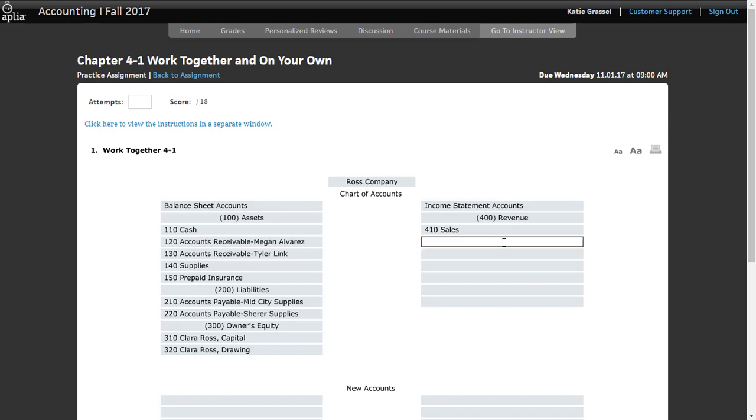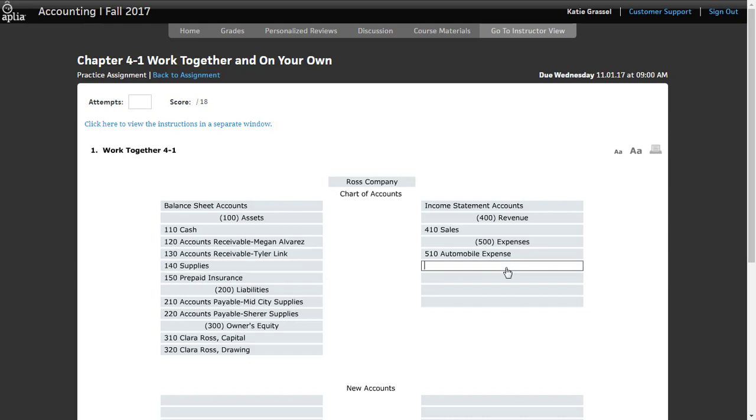Then I'm to my last classification. My last classification is going to be expenses, and they're going to start with what number? 500. Okay, so 510 is my first expense account. Expenses are listed in what order? Alphabetical. So then you have to look at all of those expense accounts and figure out which one comes first. Dylan, what one comes first? Yeah, so I'm going to do 510, automobile expense.